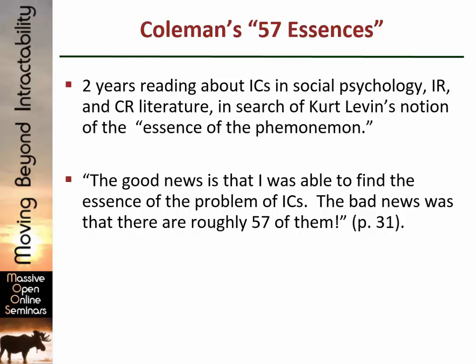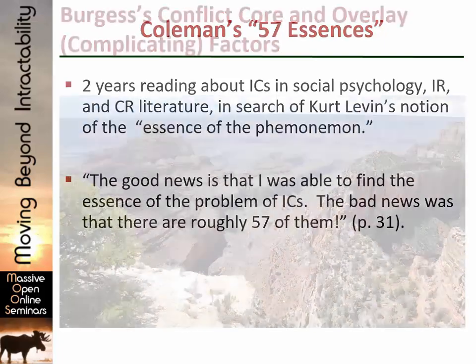Well, at the same time that he was doing this, Guy and I were doing something similar, but we were just looking at the conflicts ourselves rather than looking at the literature about them. And we determined that there were many fewer factors that tended to be what we called at the core of the conflict, the central ideas. And then there were a number of other factors, many of which were in Coleman's list of 57 essences, that we called overlays, and I'll explain the difference in just a minute.